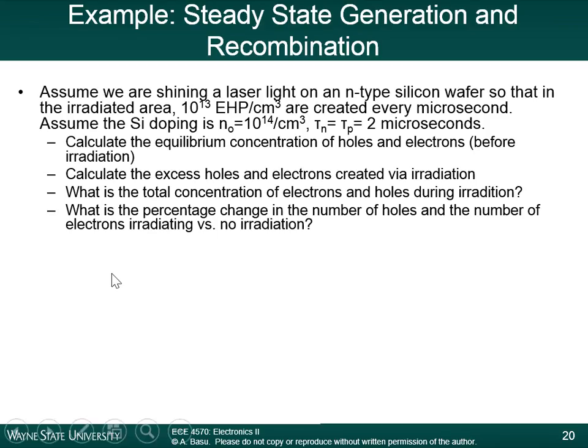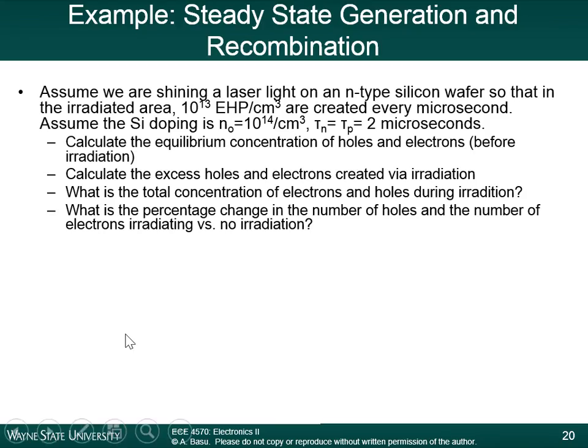The second part is asking you to calculate sigma n and sigma p. Calculate the excess hole and electron concentration created through irradiation. So when you shine light on the material, you're generating excess electrons and holes. How much is that? The third part is asking you to calculate the total concentration of electrons and holes during irradiation. So it's asking you to calculate N and P.